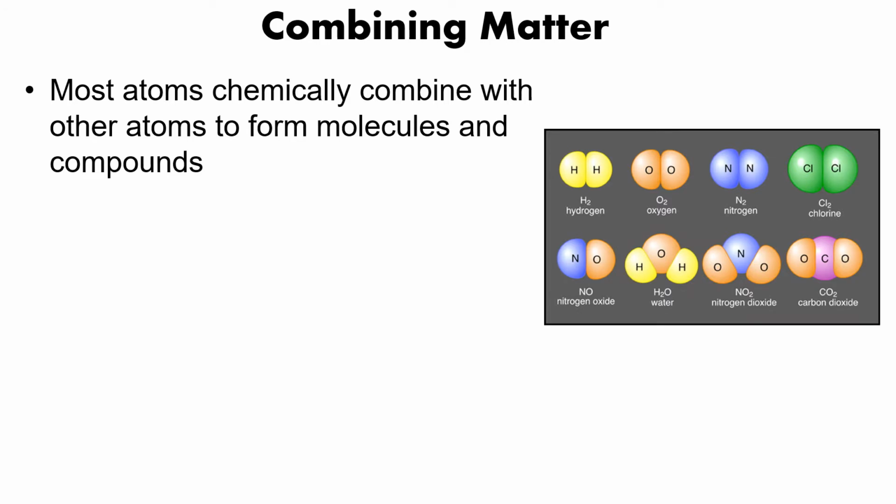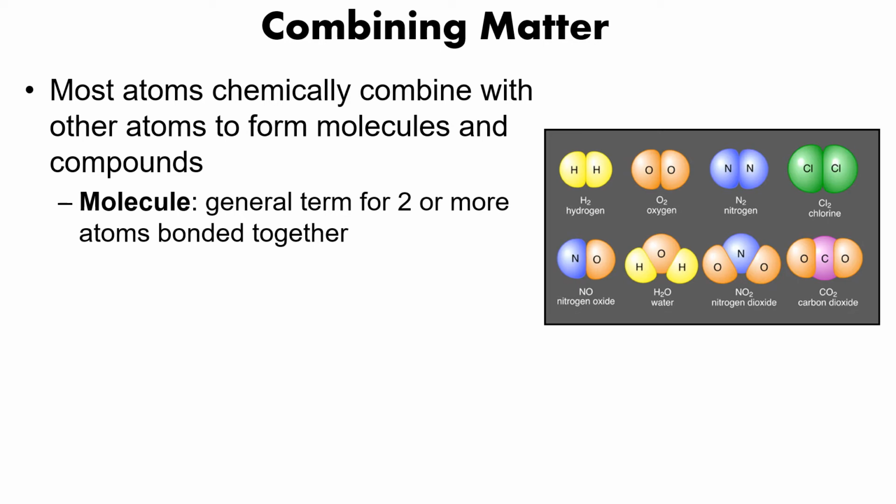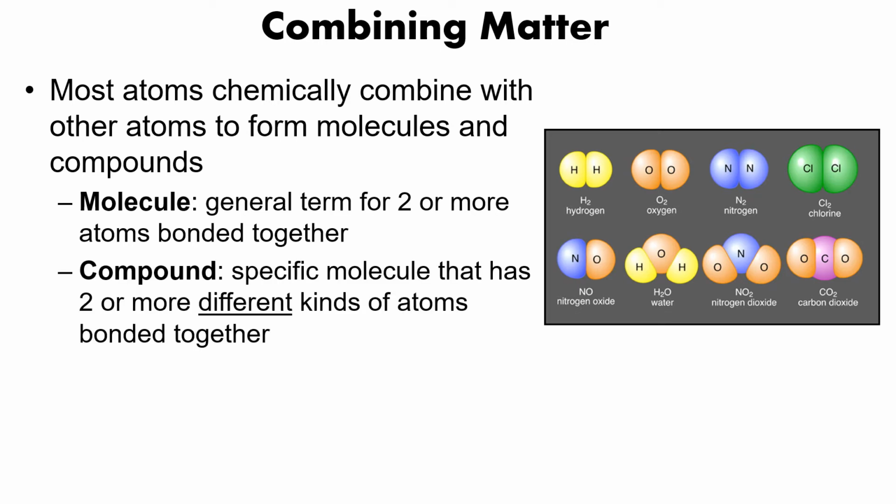So moving on from isotopes, we're now going to talk about what happens when you start to join different elements together. When we join atoms together, they form things called molecules and compounds. A molecule is when you have two or more atoms bonded together. They can be the same atom, so you can have two hydrogens, two oxygens, and so forth. A compound is when you have two or more atoms of different kinds.